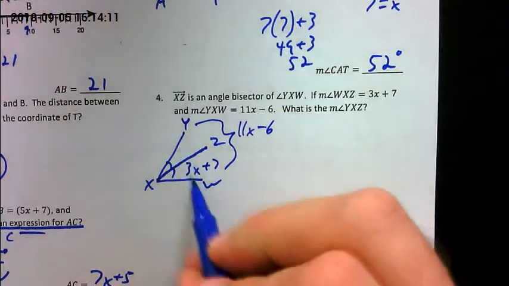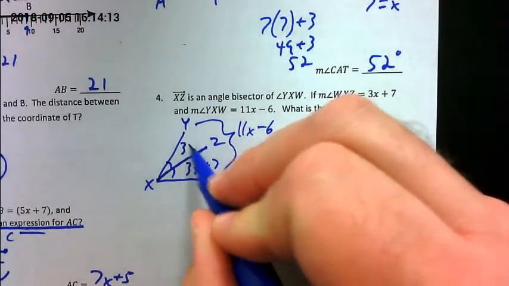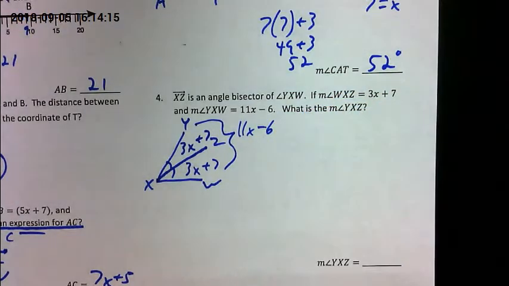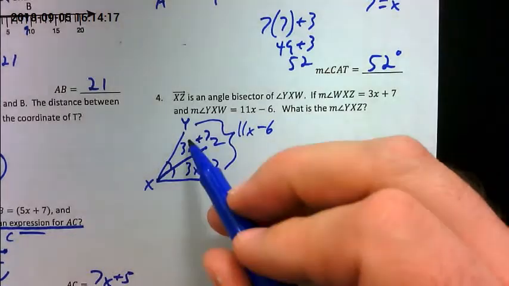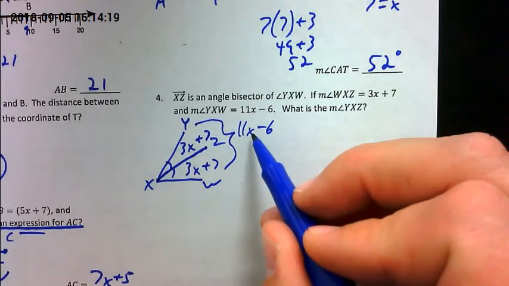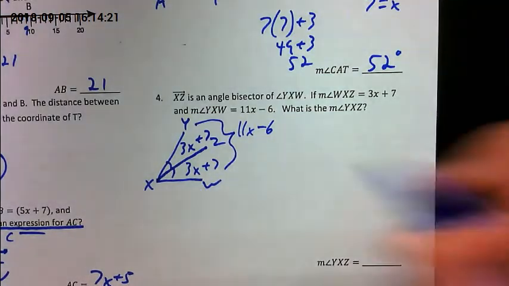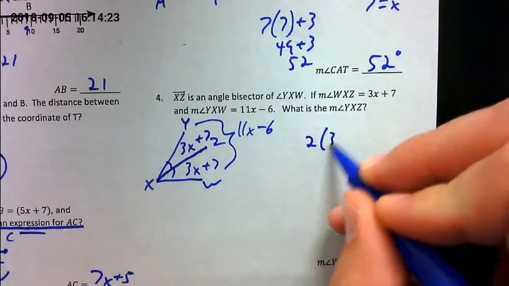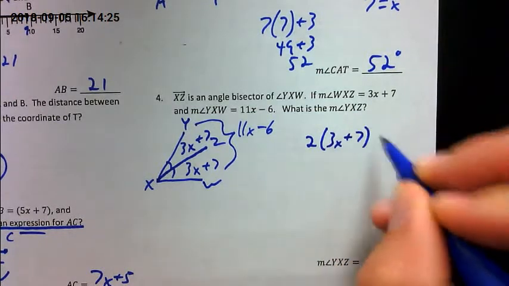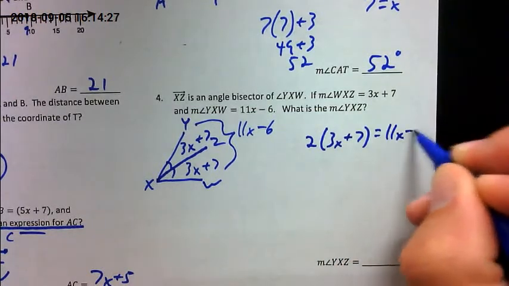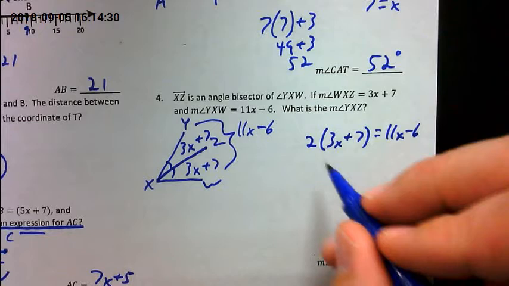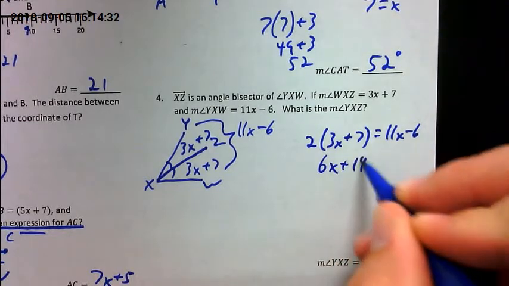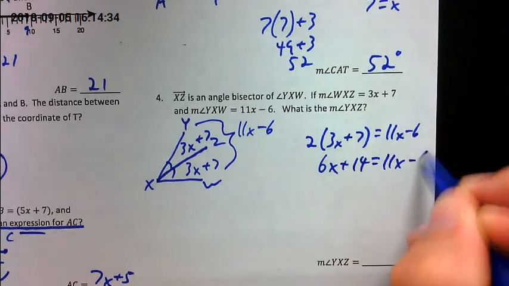Now, you should know these two angles are congruent. So you could also write the 3x plus 7 here. So we have to add those two together to get this. Or you could say one angle times 2. So you could do a couple different ways. Times 2 equals 11x minus 6. So again, this is 6x plus 14 equals 11x minus 6.